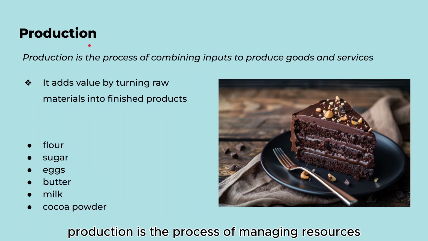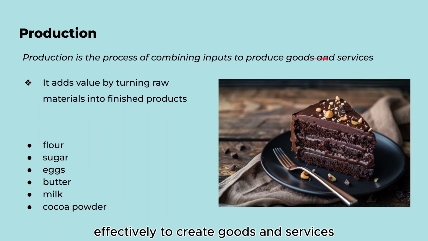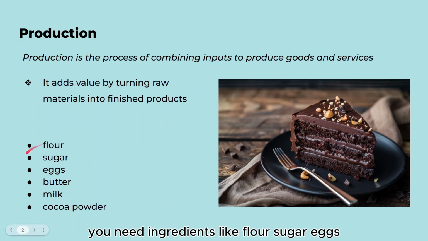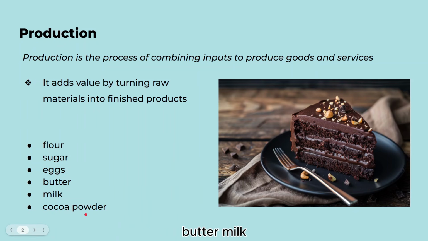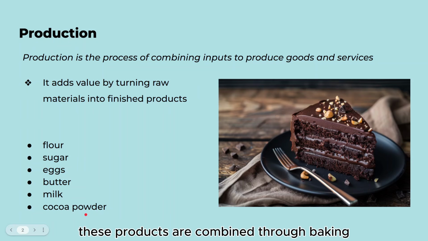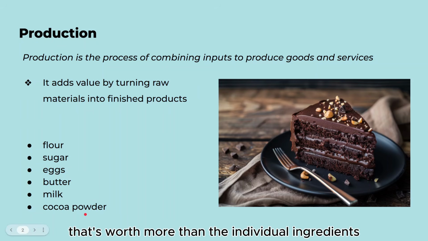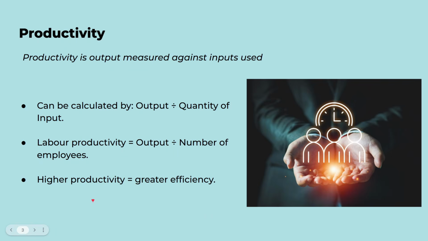Next, production. Production is the process of managing resources effectively to create goods and services. It adds value by transforming raw materials into something more useful. For example, to produce a chocolate cake, you need ingredients like flour, sugar, eggs, butter, milk, and cocoa powder. These products are combined through baking to create a final product that's worth more than the individual ingredients.